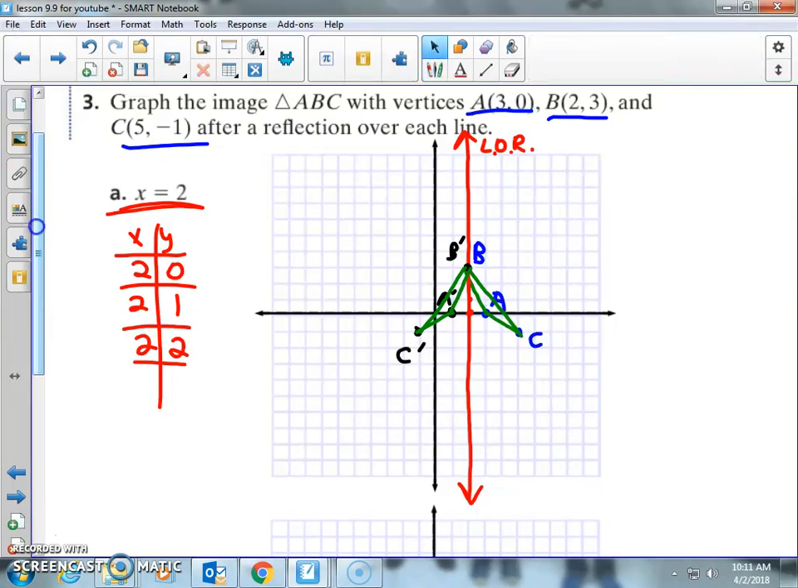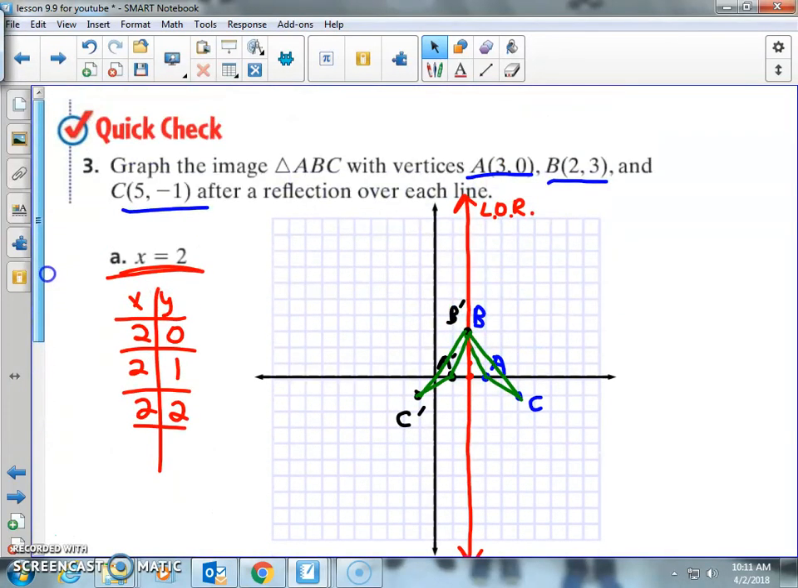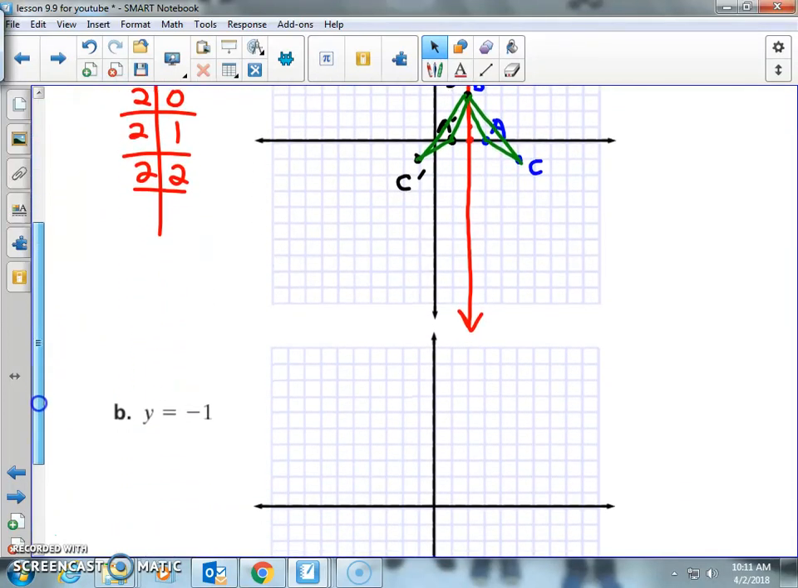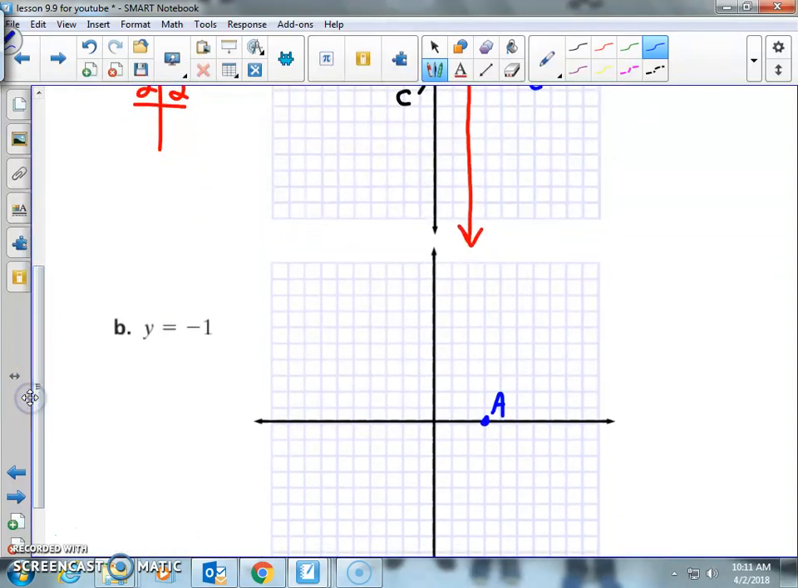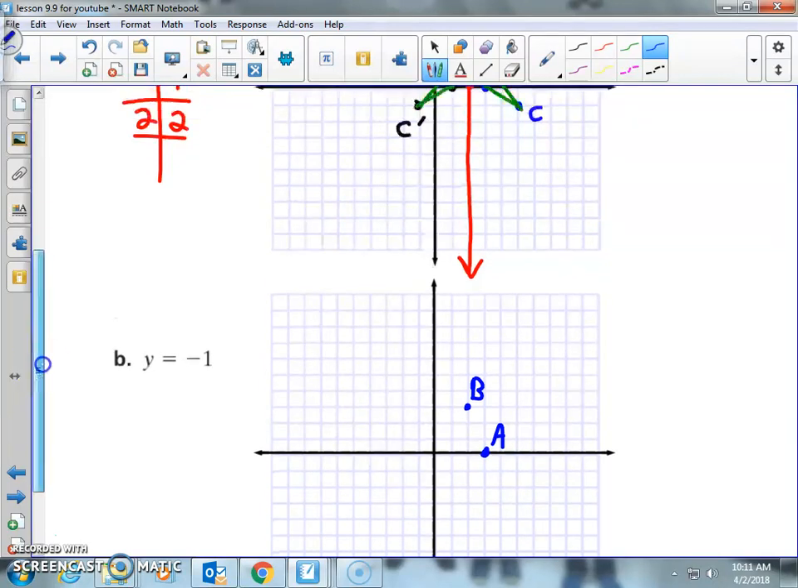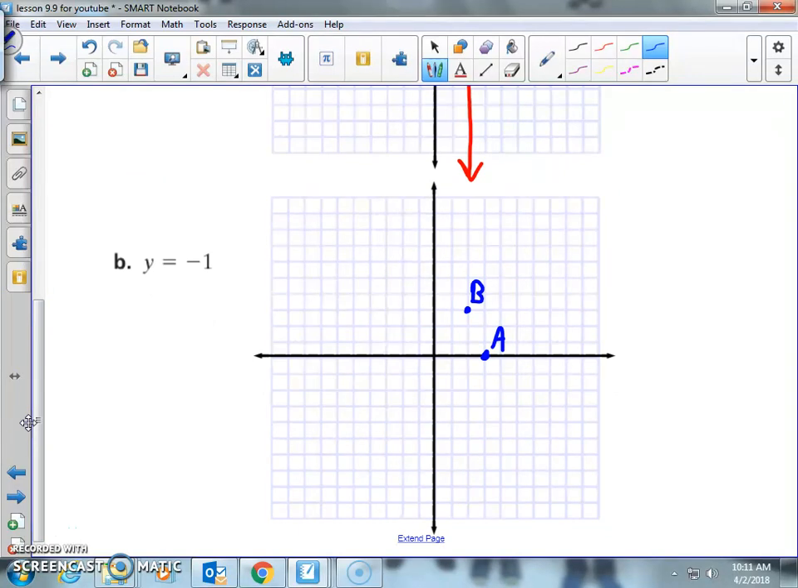They'd like us to do that again for part B, but this time we'll have a different line of reflection. So let's start with point A at 3, 0. There's point A. Point B is at 2, 3. Point C is at 5, negative 1. Point C is here.